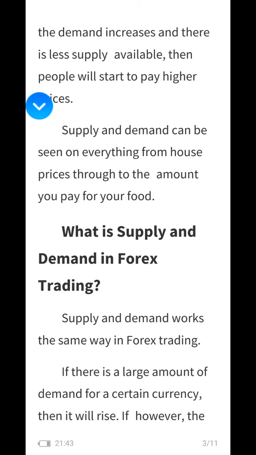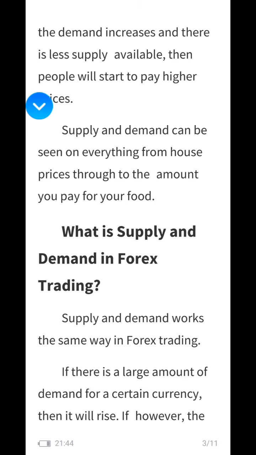Supply and demand can be seen on everything from home prices through to the amount you pay for your food. I'm sure we have noticed that. For example, during rain season, if there are few people selling, let's say, umbrellas, and everyone wants umbrellas, what will happen is that there are few suppliers and the price automatically will increase.